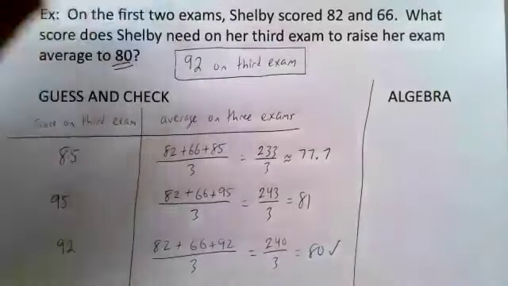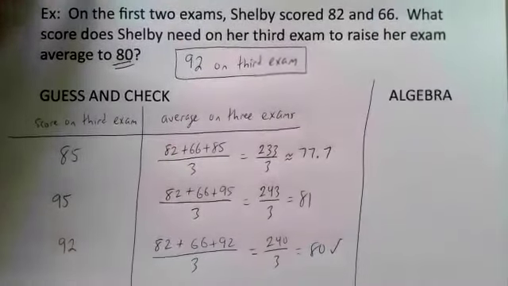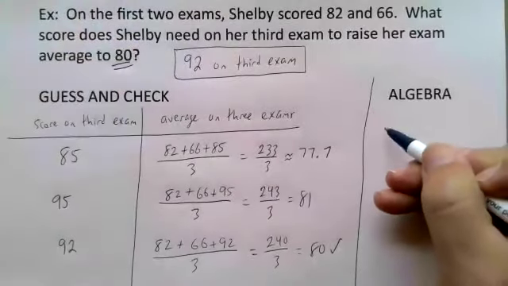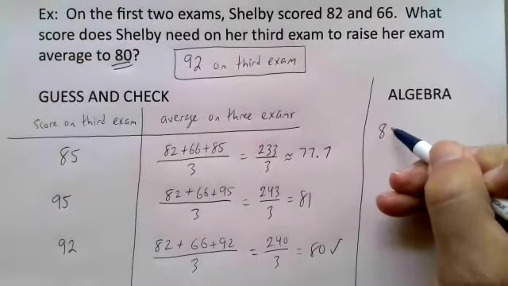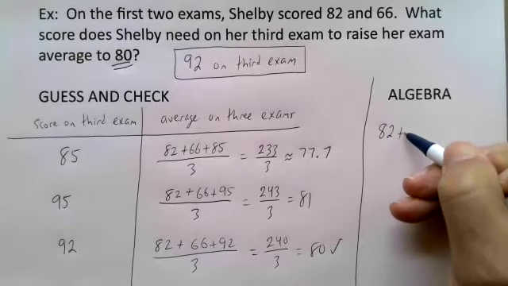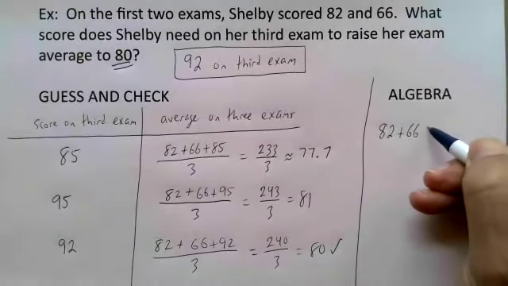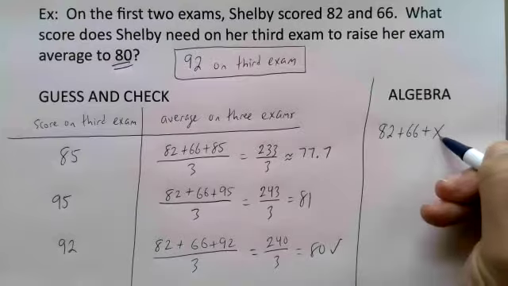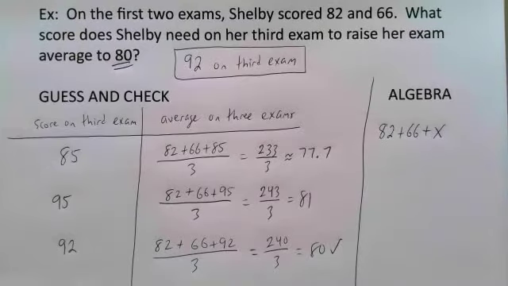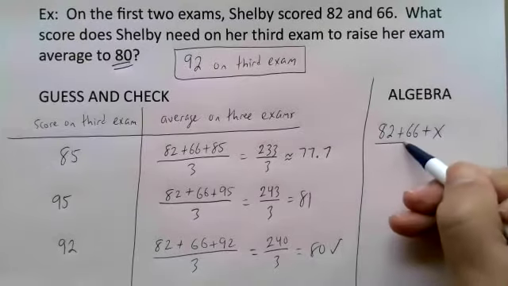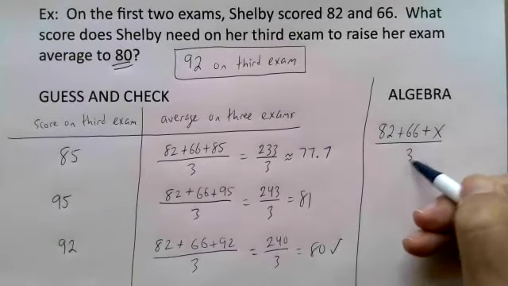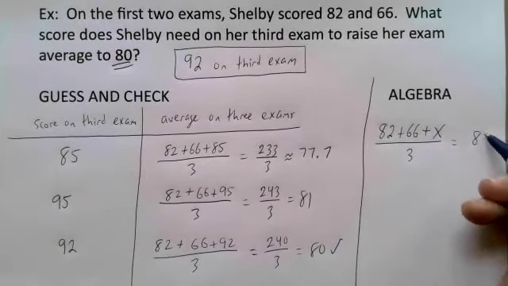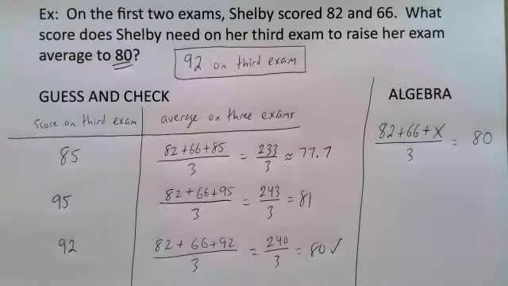What would the algebra look like? I would probably say, well, 82 is what she got on the first test. 66 is what she got on the second test. We don't know what she got on the third test, so we would call that something like X. I would add those three test scores up and divide by 3, and I would hope to get an answer of 80. We would have to solve that for X if we wanted to do this algebraically.